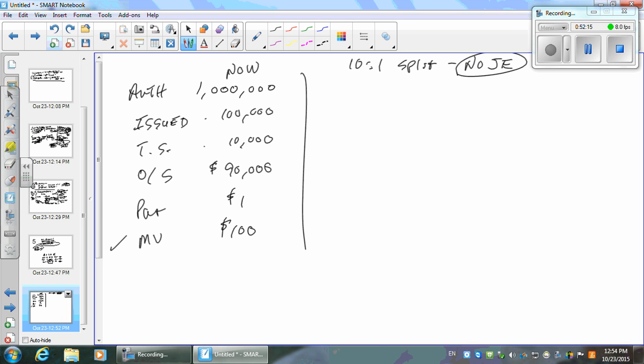So I'm going to probably ask you, what's the journal entry for a split? What are you going to say? Nothing. You don't do it. How many shares will there be if I have a 10-to-1 split? All the shares that exist, authorized, issued, treasury stock, outstanding, all of them. Everybody who has 1 share is going to get 10. That's a 10-to-1 split. 5-to-1, they'd get 5. Got the idea?